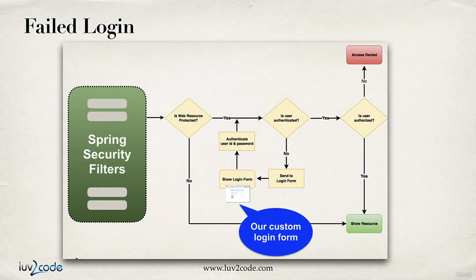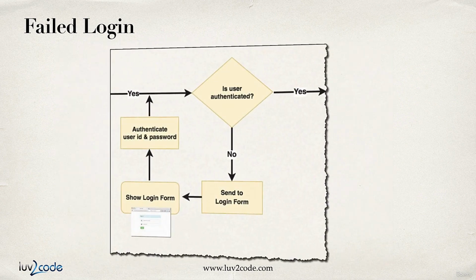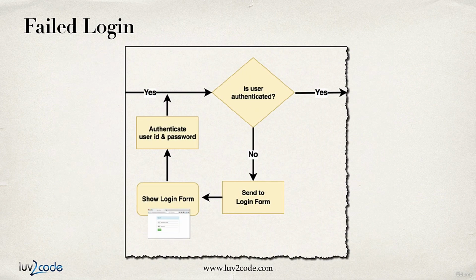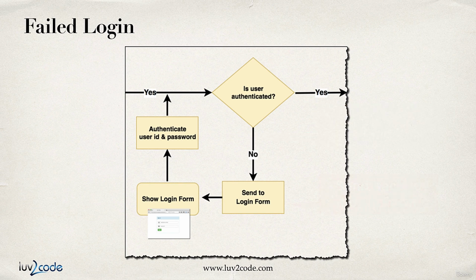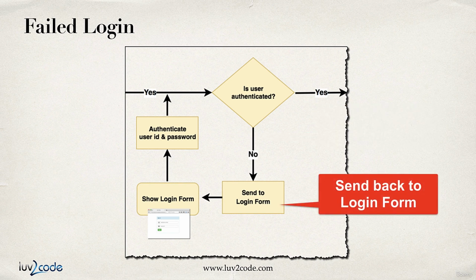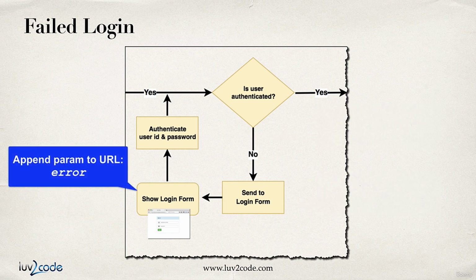Here's the flow of how things work in the background. This is the big picture. Let's zoom in and look at the case of failed login. When we check to see, is the user authenticated? No, that's a failed login. So Spring will send the user back to the login form and append a parameter to the URL, error. And we can write code to check for that.